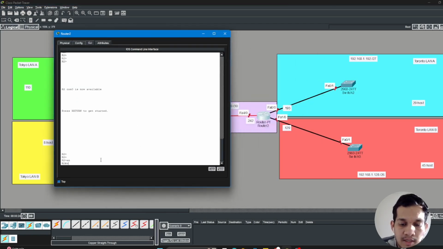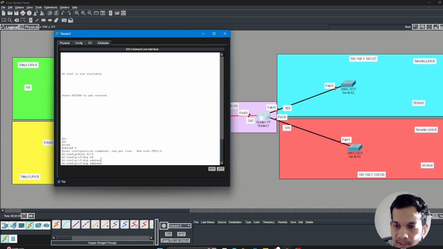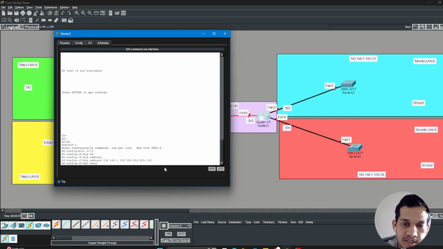We'll do router 2 as well. Enable, configure terminal, interface F1/0, and then the IP address. It's the 192.168.1.128 network, so 128 is the network address. I'll use the first usable address, that is 129, and that is /26. /26 is nothing but 192, so 255.255.255.192 subnet, and then no shut.